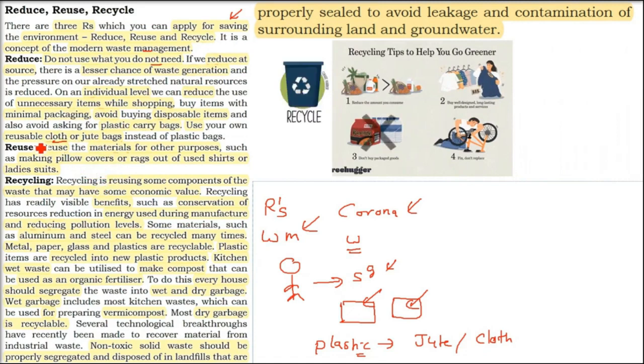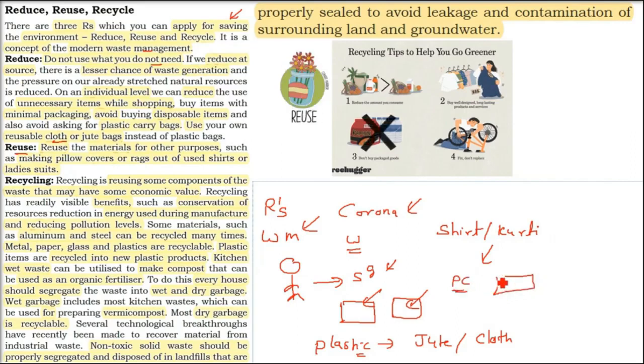Second thing is reuse. Reuse means you use the materials for other purposes. Don't just throw. For example, if you have an old cloth, use it to make a pillow cover or rags. For example, a shirt or a kurti. You can use it for a pillow cover or whichever, it's up to your artisanal skills. Where do you want to use it?